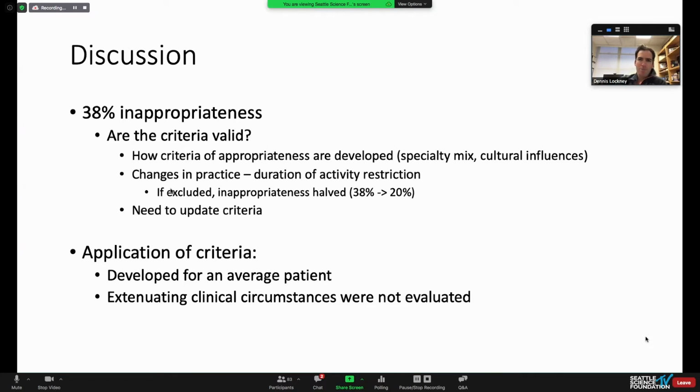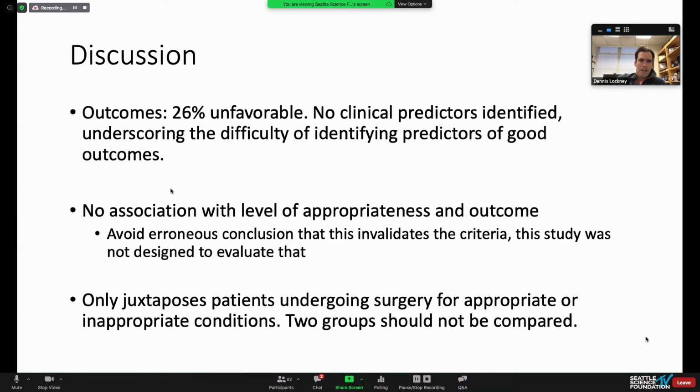frequently. And then the application of these criteria to these patients. These criteria in the panels are reviewed for an average patient, for a system of healthcare. But what about the individual patient in front of you in your office? Extenuating clinical circumstances weren't evaluated in this, and certainly if they were, the amount of inappropriateness would likely decline. 26% of the patients felt unfavorably about their operation. The authors concluded that they could find no good clinical predictors predicting which patients would be happy with their operation, really underscoring the difficulty of identifying these to help predict good outcomes.